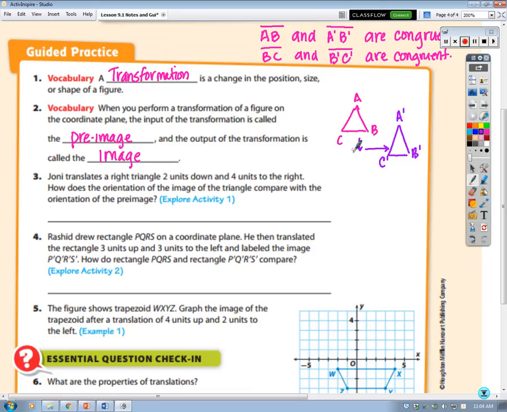Orientation is direction, right? So is our A still on top? Is our B still on the right? Is our C still on the left? Yes. Orientation has not changed. Orientation is not affected.